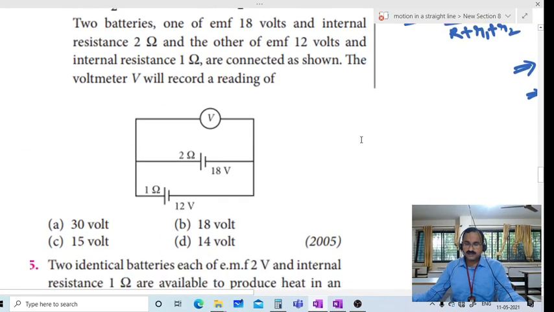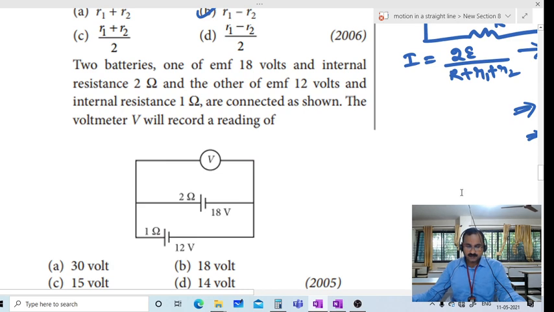Right, next one. Two batteries, one of EMF 18 volt and internal resistance 2 ohm, and the other of EMF 12 volts and internal resistance 1 ohm, are connected as shown in the figure. What will the voltmeter record? We can start in any direction; both are in opposite directions only, so we have to calculate the net EMF.